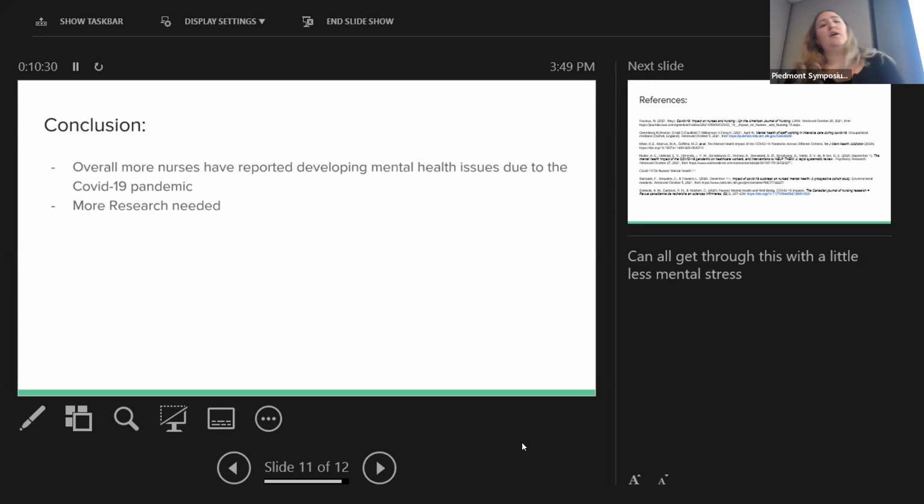So in conclusion, overall, more nurses have reported developing mental health issues due to the COVID-19 pandemic. Although this is so, I do feel like research is definitely necessary in the future to study the long-term mental health effects that the pandemic has had on nurses working throughout. And I think that one thing we can all take away from this today, something we can do to help out nurses and each other during these kinds of times, is to just be there for each other, to be kind, to be patient, to be understanding, to not judge. And then maybe at that point, we can all get through this together with a little less mental stress.